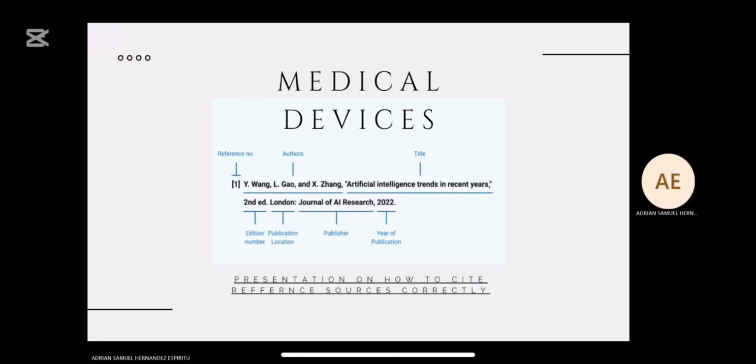My name is Adrian Samuel, and today I will be giving a presentation on how to cite references correctly based on a report given. Recently, I wrote my report on sleep apnea monitoring systems for my medical devices, and I will be showing my report and the references that I have used and cited. The reference style that I have used is IEEE.